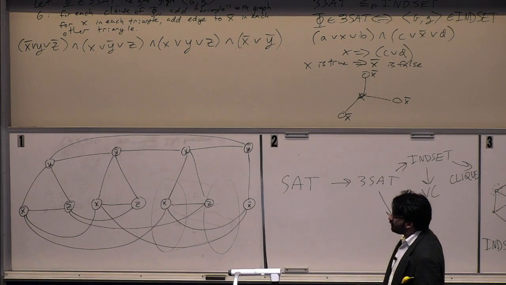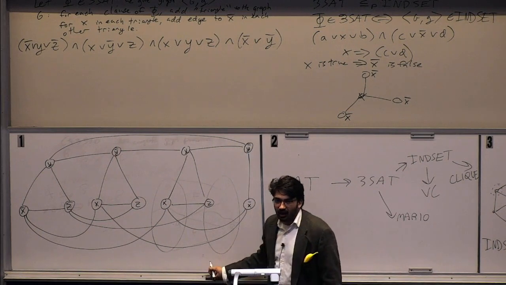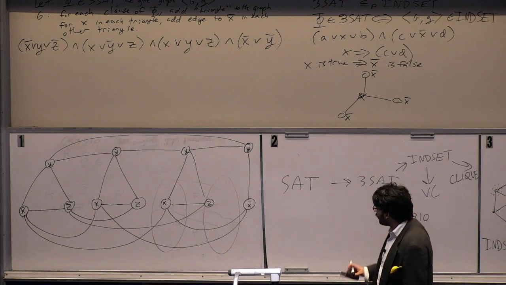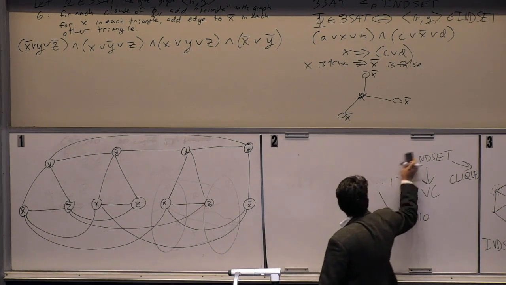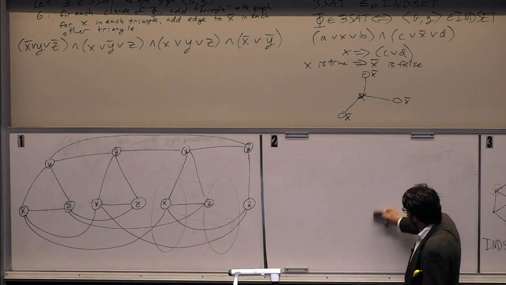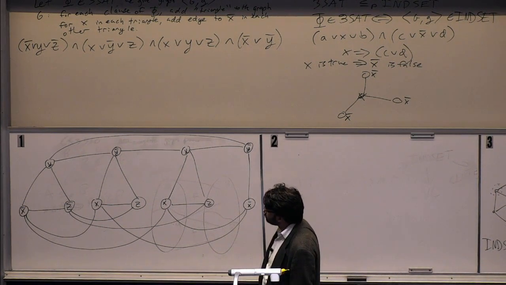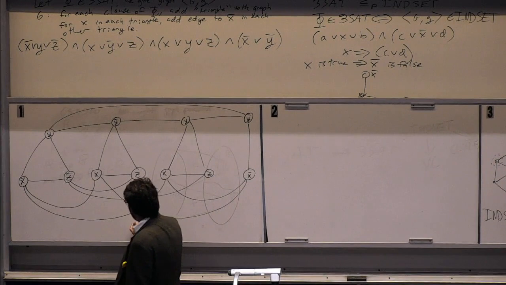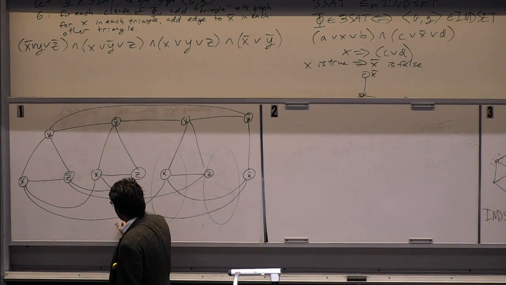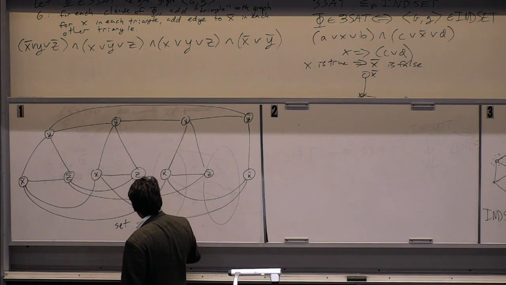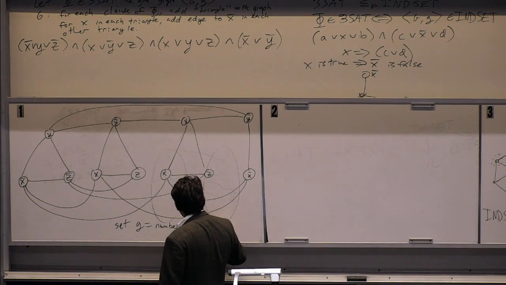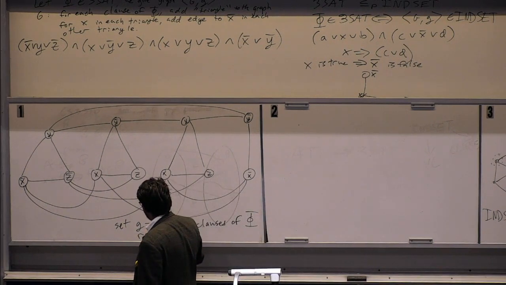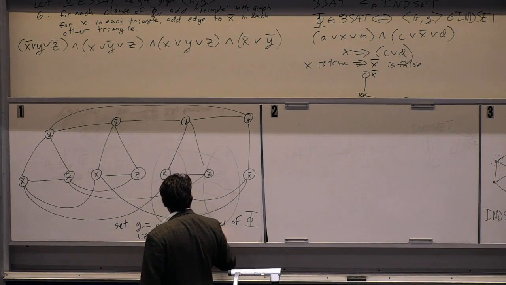Now, simply drawing a graph is not a proof. We need to do the reduction. But before you do the reduction, it should become more obvious how the reduction is going to work. We have one more thing. We have to set little g to be equal to the number of clauses of phi. Then you're going to return this graph G and this number g, right?